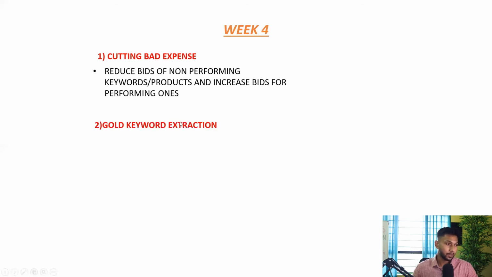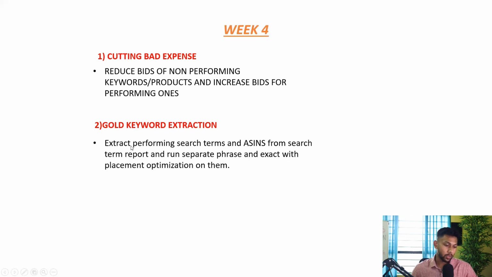Now, the next step, below cutting bad expense, write: the next step is gold keyword extraction that we did on the search term report. We have chosen all the search terms that have given more than 3+ orders, right? So gold keyword extraction, that we did today also, will be the second point. Straight to the second point, write down: extract performing search terms and ASINs from search term report and run separate phrase and exact with placement optimization on them. Write down what is displaying on the screen.